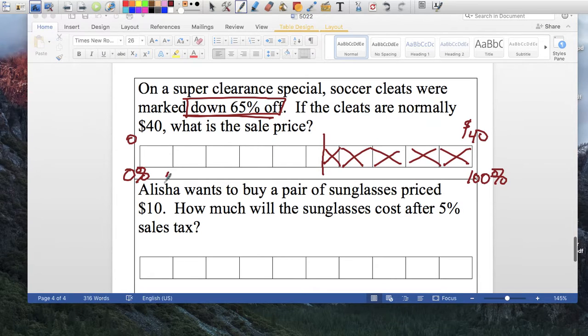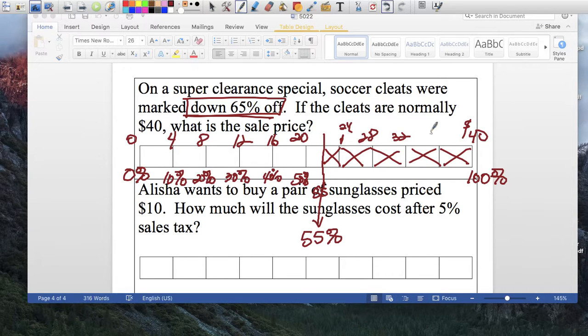So let's see how much that is. This is 10%, 20%, 30%, 40%, 50%, and plus 5 over here is 55%. I'll just write it over here, 55%. So $40, there's 10 boxes. 40 divided by 10, so we're going by 4. 4, 8, 12, 16, no, 20, sorry. Over here is 24, 28, 32, 40.